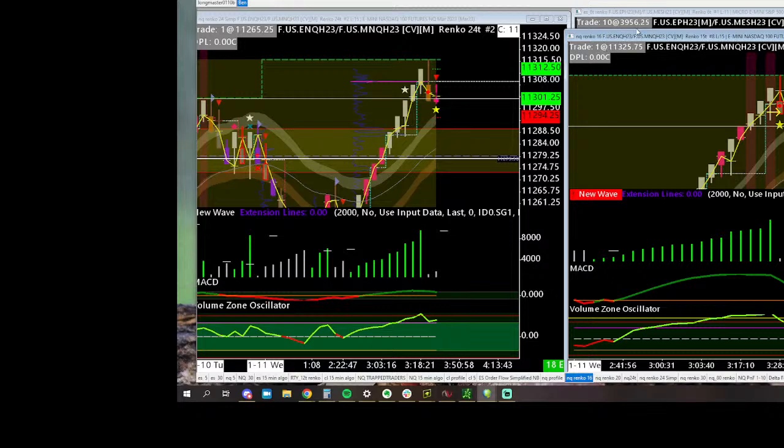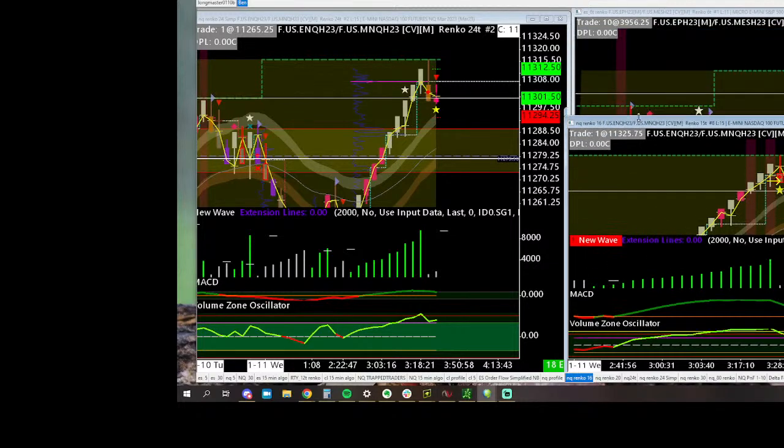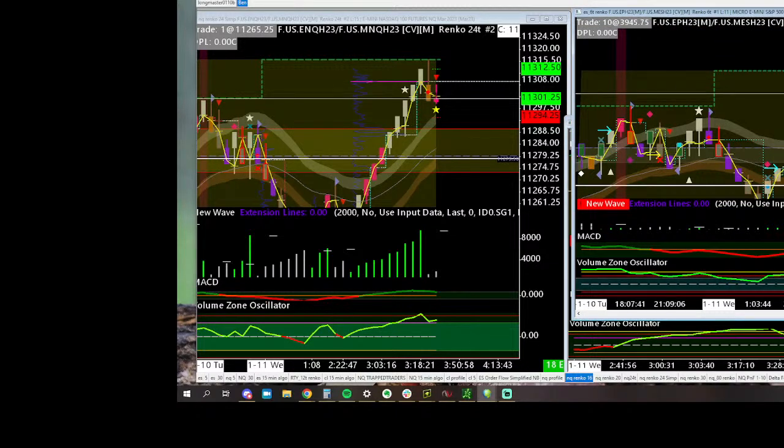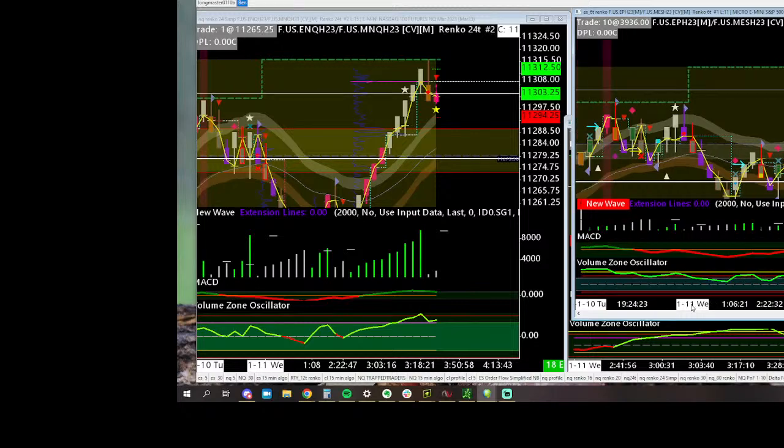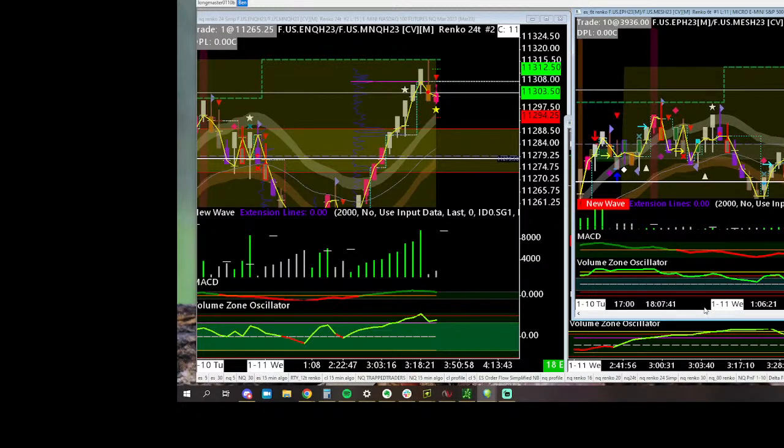Let's just peek at ES real quick, just see what that looks like out of curiosity. So ES on the 6 tick got a big wave up here, but it's gotta come all the way down to this to really prove that it's reversing. It's got a ways to go on the 6 tick.